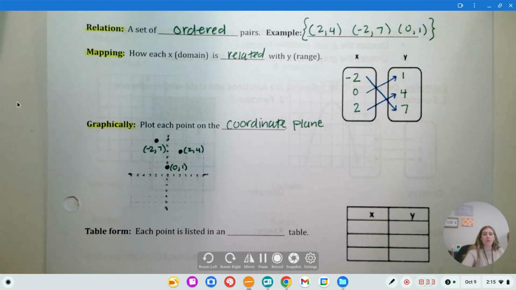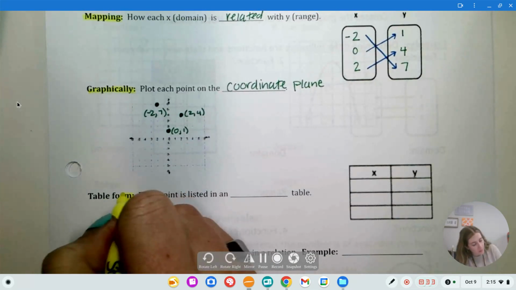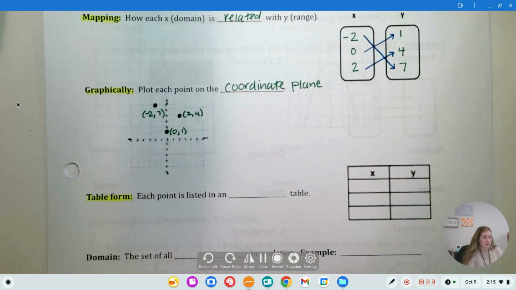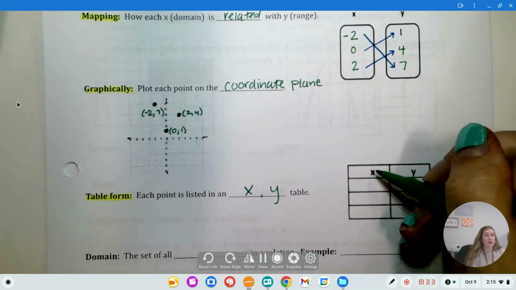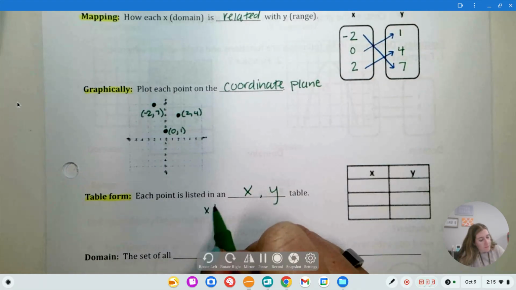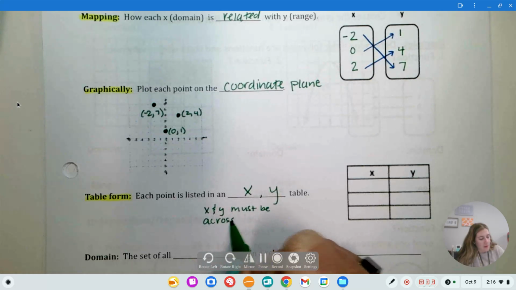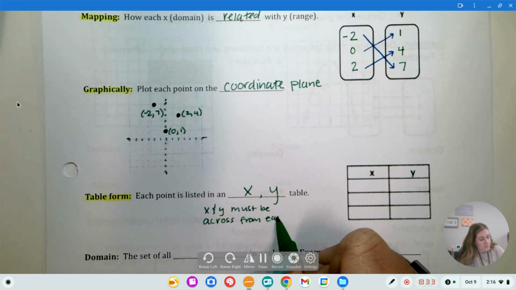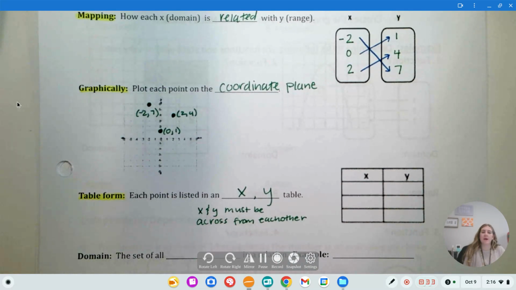The fourth way, and probably the way you're going to see the most, is a table. And this is just a straight up, we call it an XY table. So that's what I'm going to write here. XY table, because one column has the X's, one column has the Y's. Now this is important that X and Y must be across from each other. This is a little different from a map. So I'll let you get that down. A map, it doesn't matter where they're located because we have arrows. In a table, they do have to go directly across from each other.